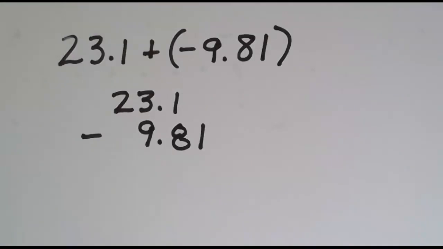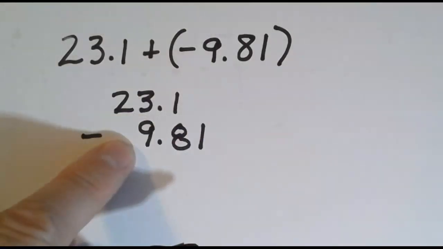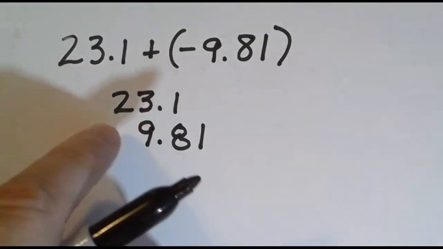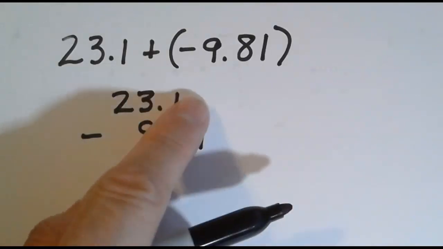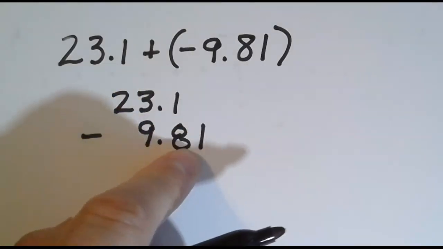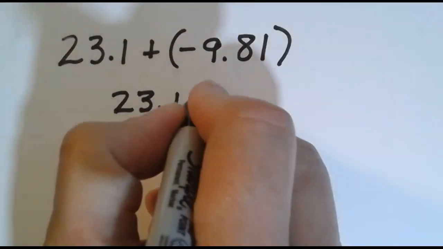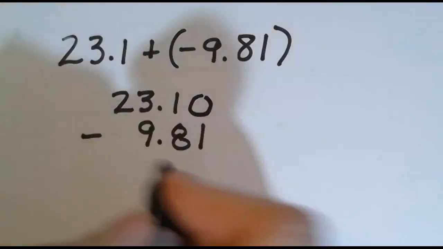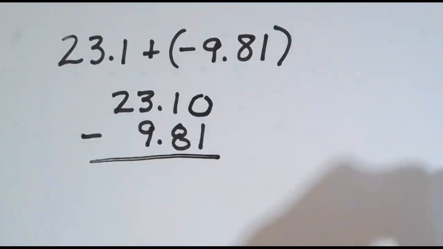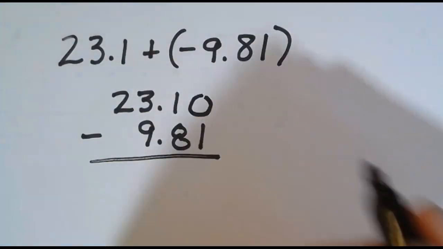Number 7, 23.1 plus negative 9.81. So if you look at how I've set this one up, it's a subtraction problem, adding a negative. But when I do that, I line up my place value columns. So what I have here is the ones and ones, the tenths and tenths, but here I have hundredths and no hundredths in the top number. So the number of hundredths there is 0, 0 hundredths. So when I subtract, now I can subtract. I do have to do a little bit of regrouping.